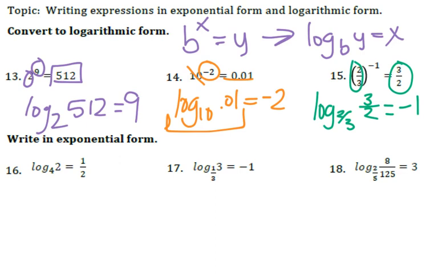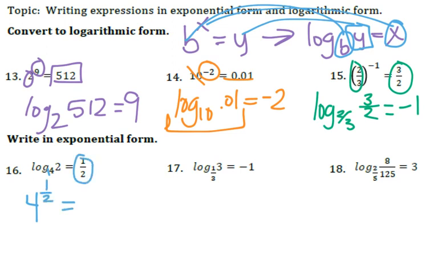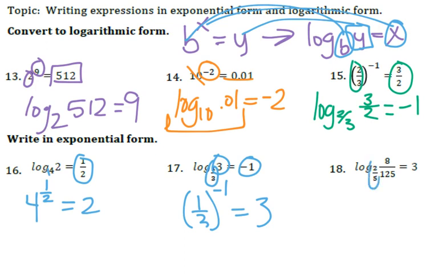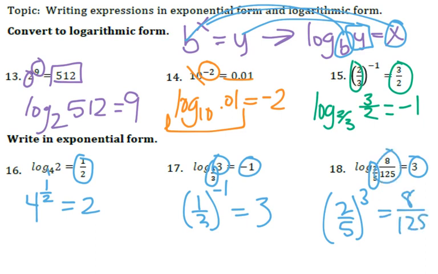Alright, now if we're going from logarithmic to exponential form, we just work backwards. So this becomes the base, what it's equal to is the exponent, and what's the input becomes the output. So base of 4, so I go 4 to the power of 1/2 equals 2. 17, my base, 1/3, so I go 1/3 to the -1 equals 3. And finally, we go base 2/5, the exponent 3, equals the input, 8 over 125.